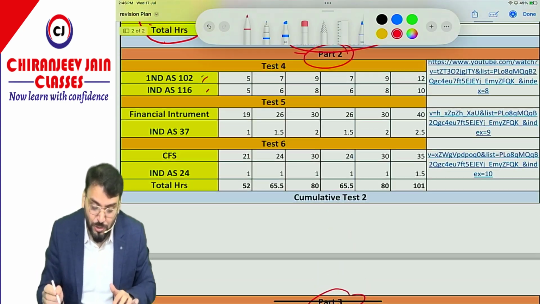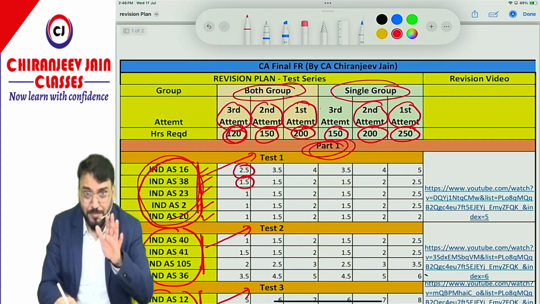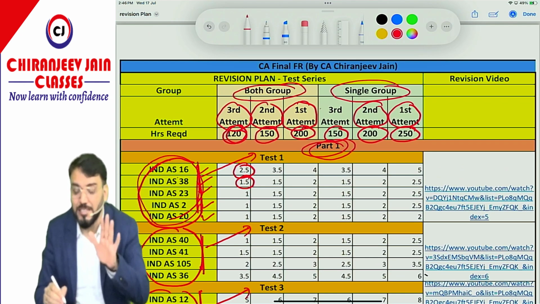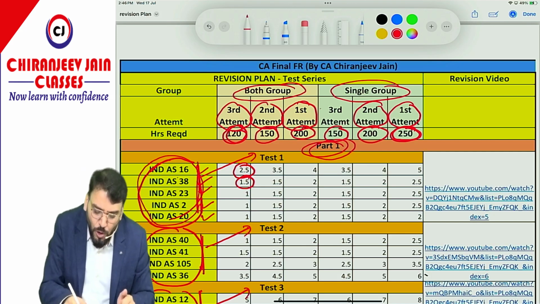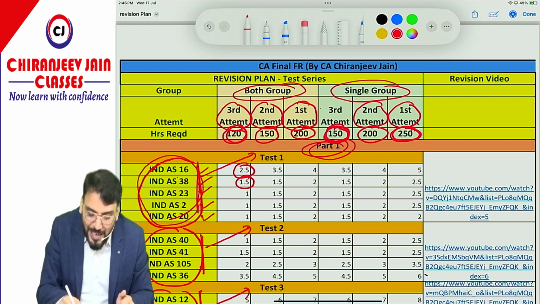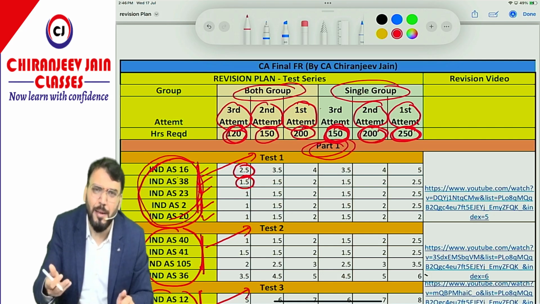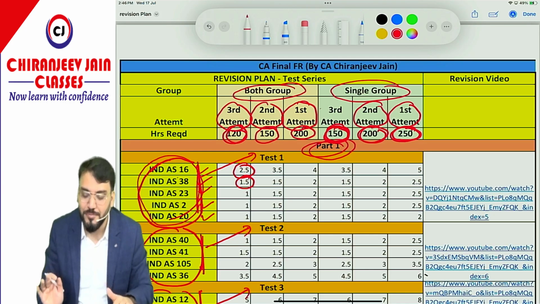Now you have understood that for FR you are doing first time revision. If you are revising the first time, you require 250 hours. The second time you can go for 150 hours. If it is your second attempt, then 200 hours, and the second time you can go for 100 hours or 150 hours. You plan accordingly.